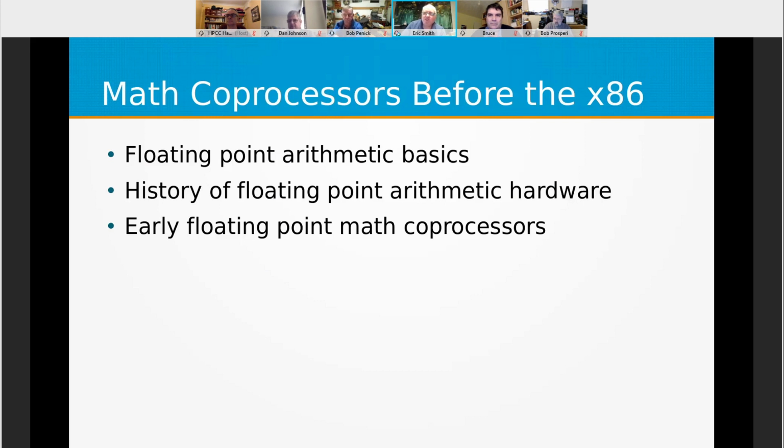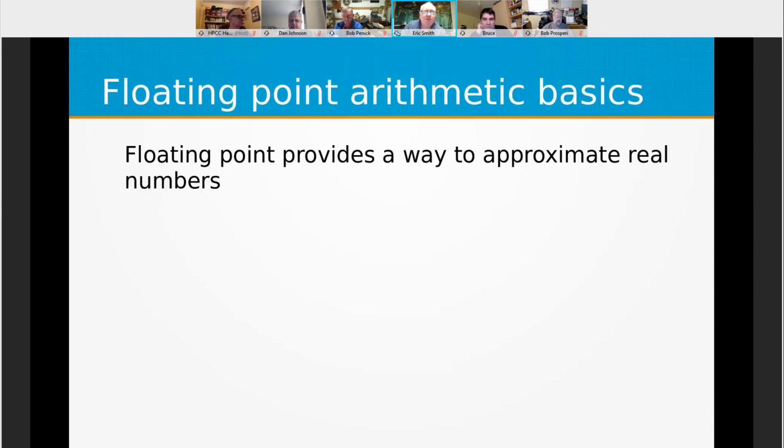But before the x86 and the 8087 floating point coprocessor that came with that, there were various other math coprocessors, and so I'm going to talk about those. I'm going to give an introduction to the basics of floating point arithmetic first. This is probably old hat to everybody here, so sorry if this is at too elementary a level. Then I'm going to preface the coprocessor part with what floating point hardware existed in computers before the microprocessor revolution, and then I will actually describe the early floating point math coprocessors.